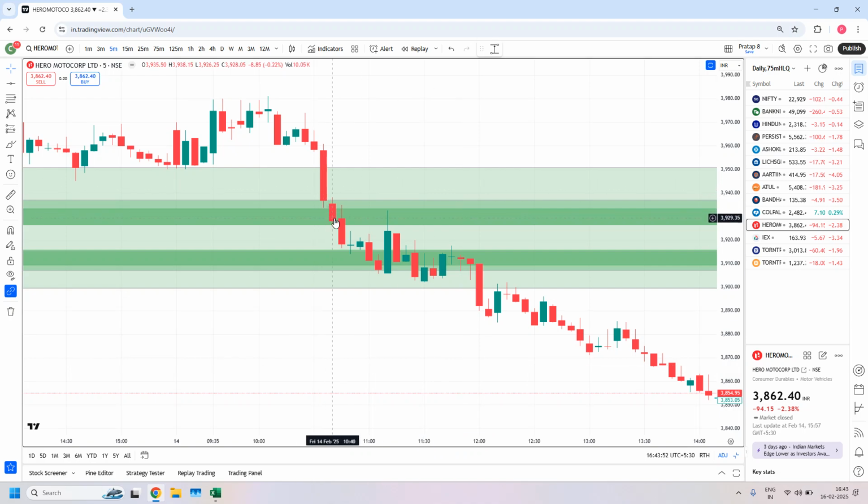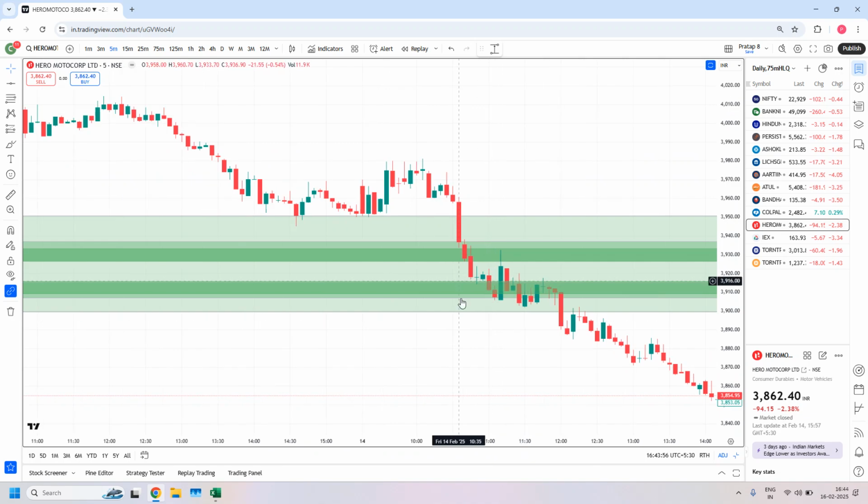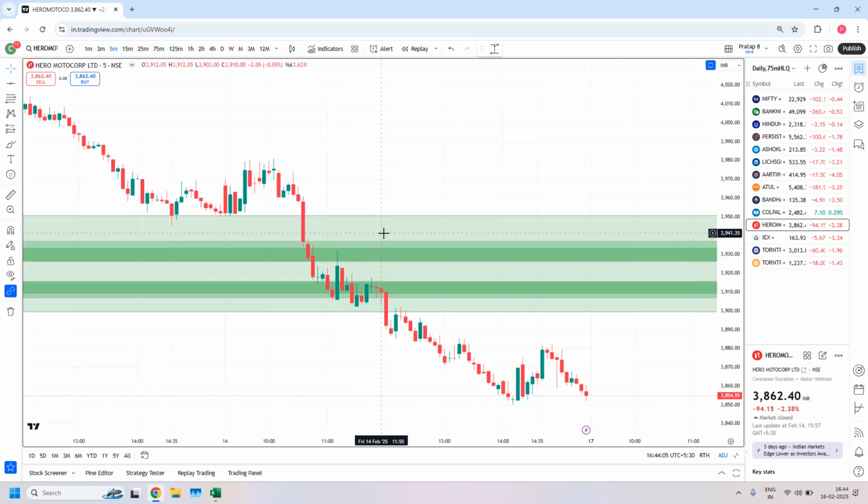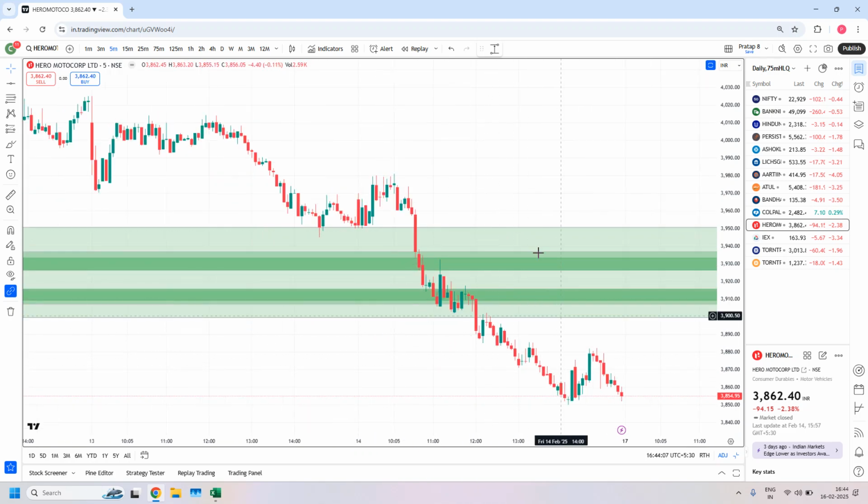But today it is violated. After that even the second one. Anyway, the second one we predicted it is a tested zone. So that's why it is also violated. And finally, the entire 75-minute zone is violated.